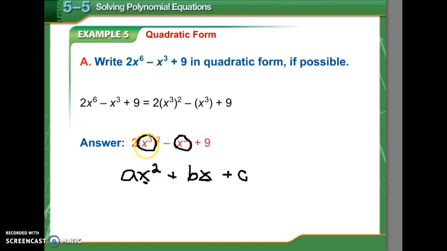This is a times something squared, plus a number times something, plus another number, plus a c. So we put this in quadratic form.